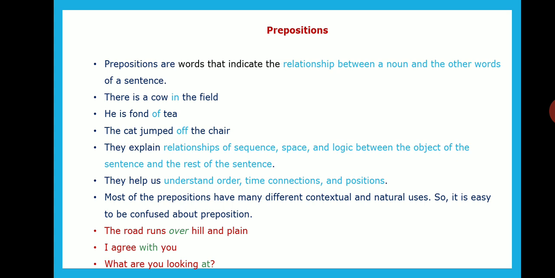So they explain relationships of sequence, order, space or logic between the object of the sentence and the rest of the sentence. In all the three sentences, there is an object which comes at the end of the sentence and the rest of the sentence which comes in the beginning part. They help us to understand the order, time connections and positions. To understand time, place, movement, manner, everything, we use prepositions.